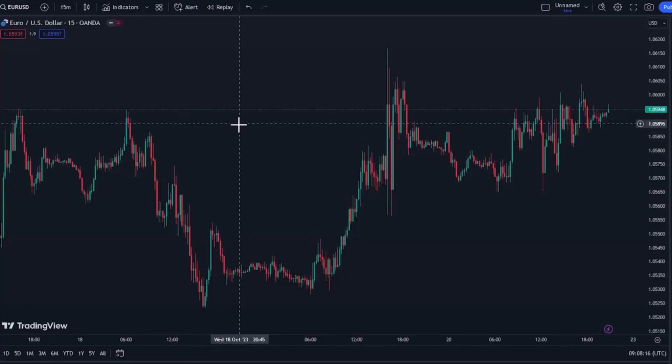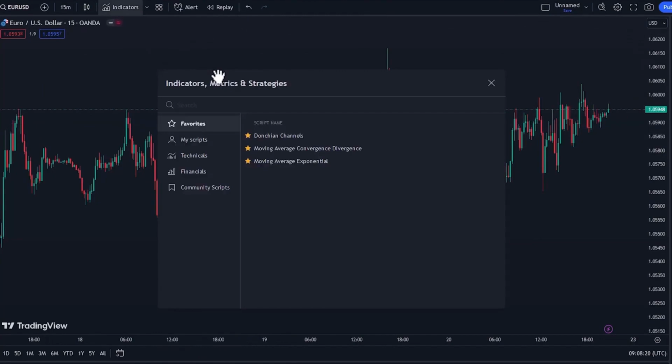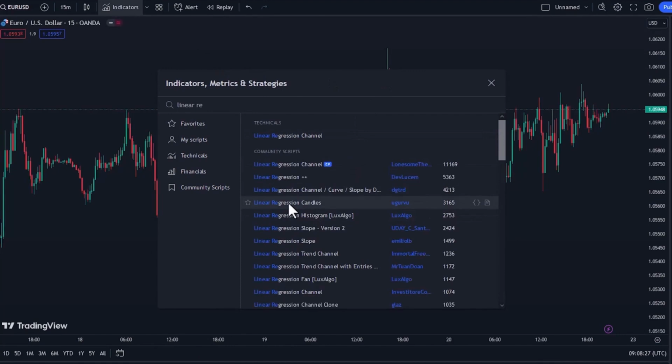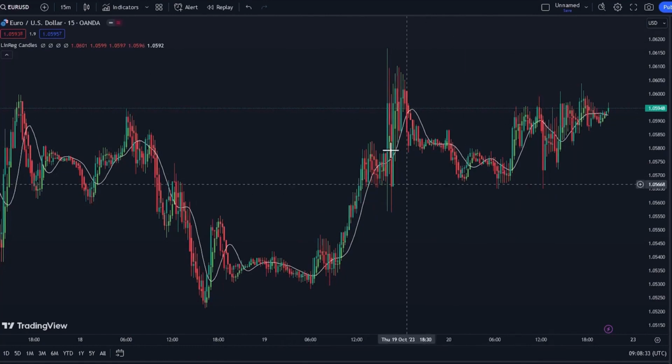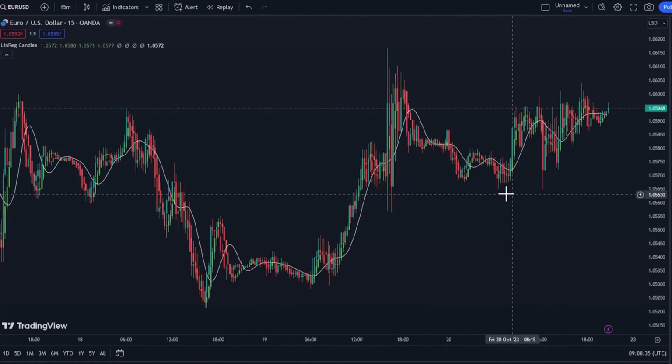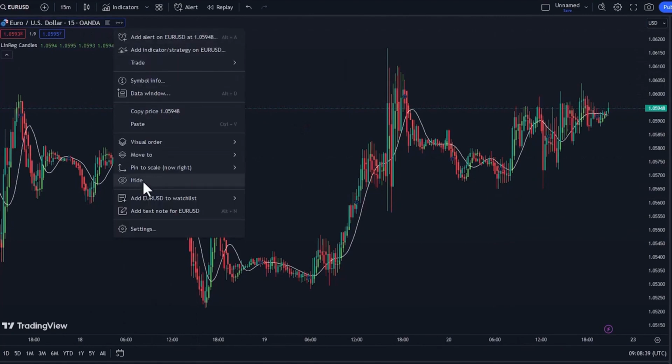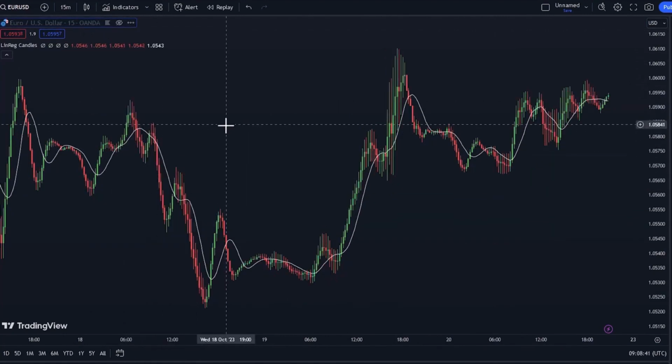The first indicator we use is the linear regression candles, such as this is the indicator. Well, when you add this indicator, as you can see, the indicator is a bit cluttered. What you need to do is hide the main candles, and this indicator will create candles for us.